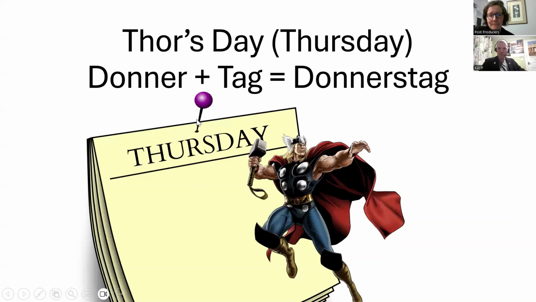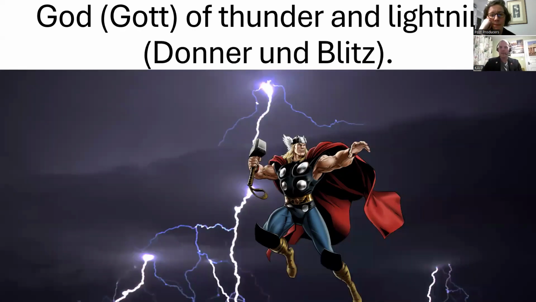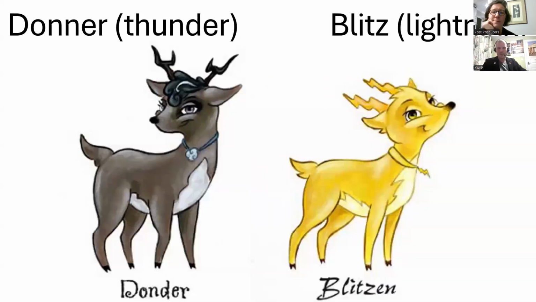Anyways, Thor was so important, both in England and in Germany, that the fourth day of the week was named after him. Thor's Day, or Thursday for short, and in German, Donnerstag. Donner and Tag. Now, Donner is also the word for thunder. You see, Thor is the god of thunder and lightning. So he's the god of Donner and Blitz. Not to be confused with those two guys. They're Santa's reindeers.